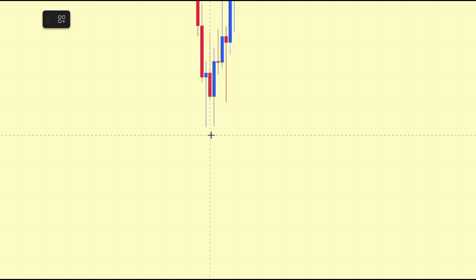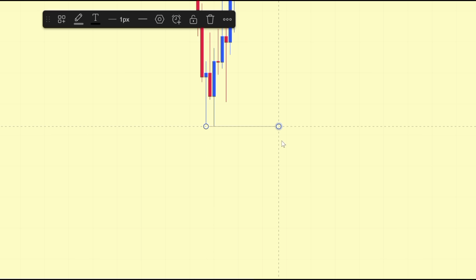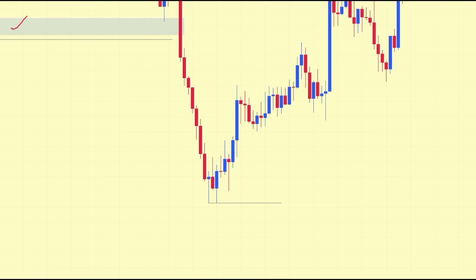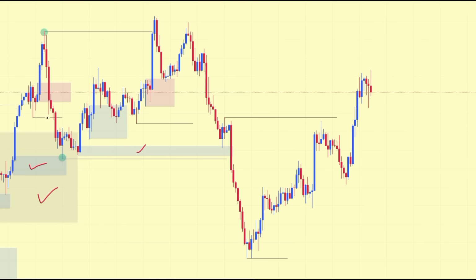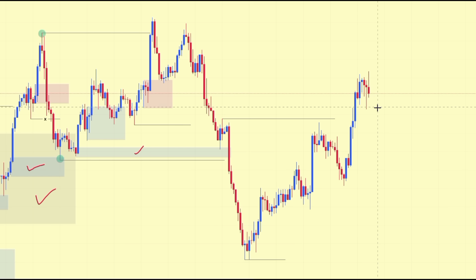No, it was not a valid pullback. So our low, it was actually that one. So this means that that was the correct inducement, and in that case, it is a minor inducement. So price has already taken out the minor inducement.